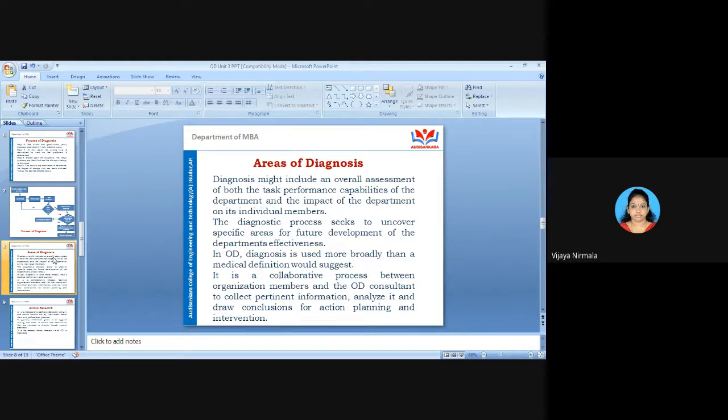It is a collaborative process between the organization members as well as the organizational development consultants, who are there to collect the pertinent information, analyze the information, and draw conclusions based on the information for action planning as well as the intervention. That diagnosis means that the diagnosis is mainly aimed at uncovering the causes of specific problems.